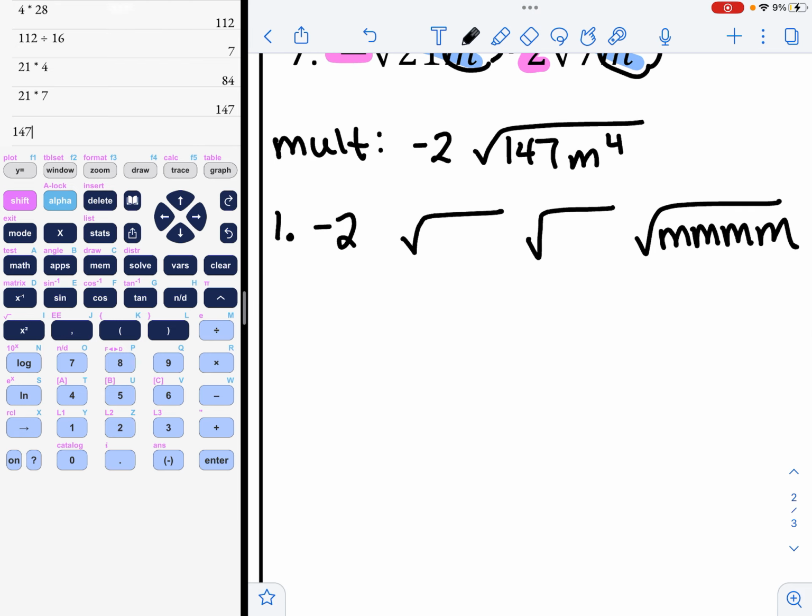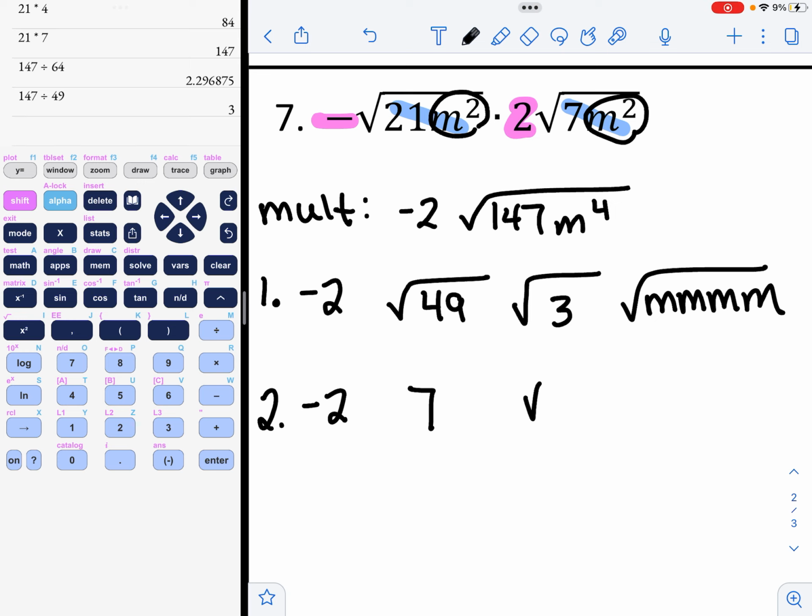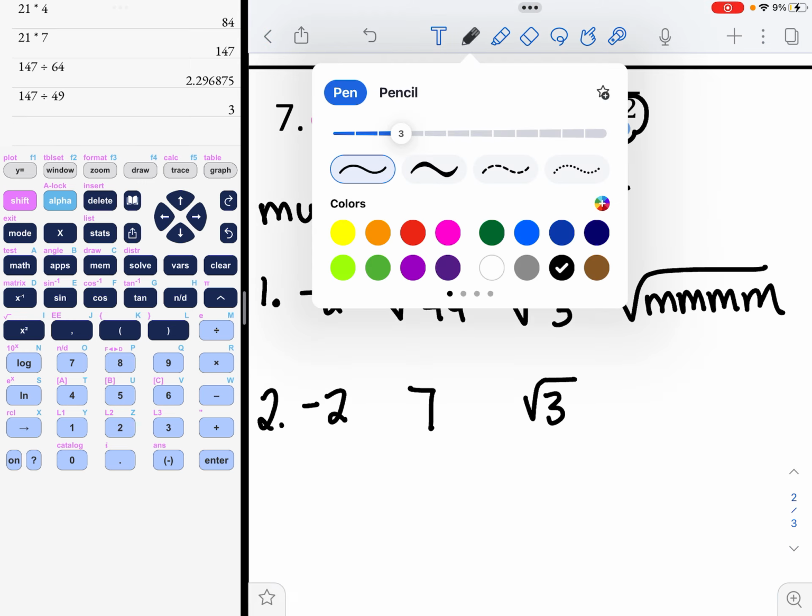All right, 147. I wonder what that breaks down to in your list. I mean, I guess I could guess 64, but that's definitely not it. Is it possibly 49? It is. Okay, it's 49. So we put 49 here, and we put 3 here, and that came from the 147. Now step 2, drag down that 2. The 49 becomes a 7. The square root of 3 is trapped.